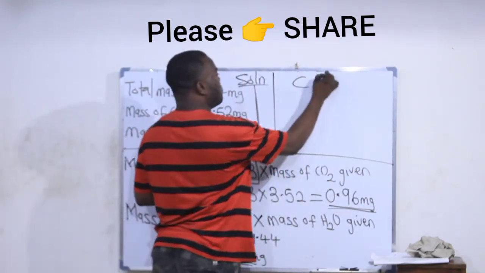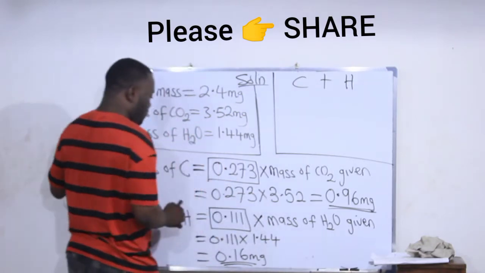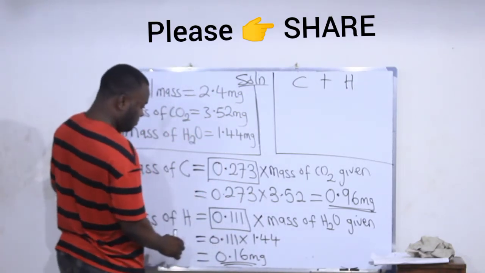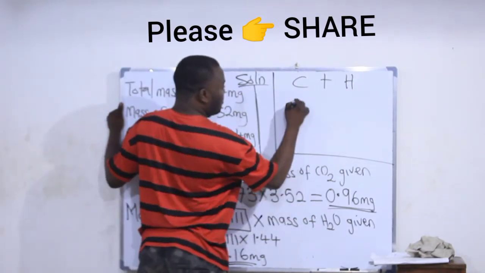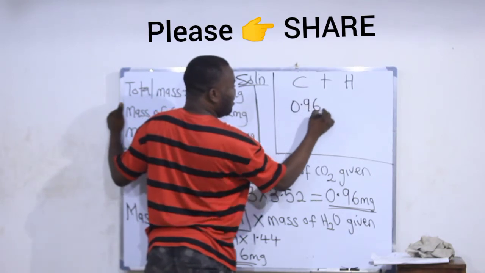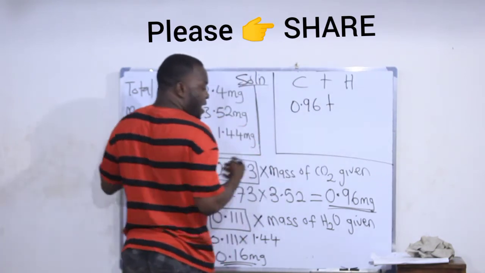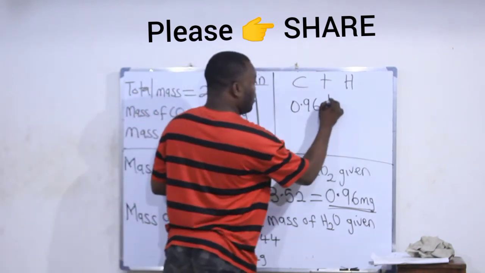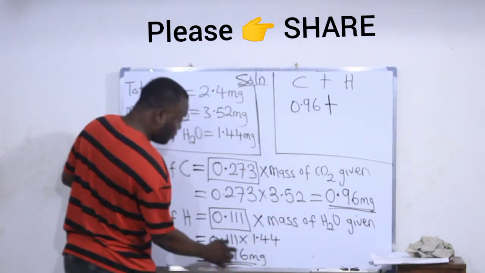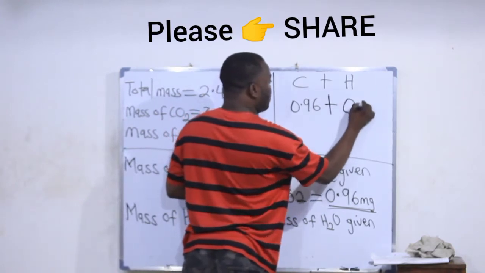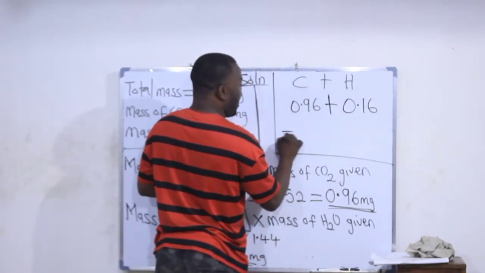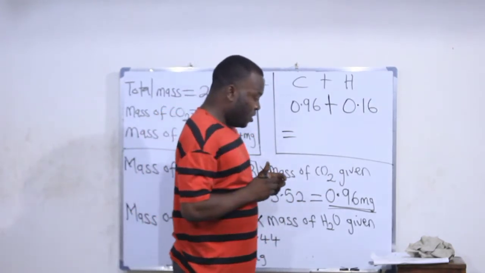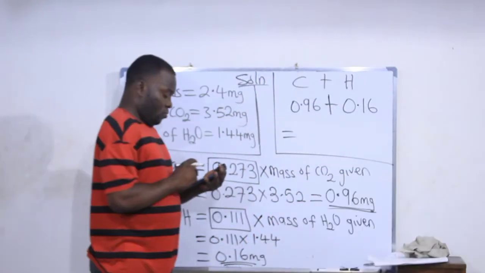If I add C plus H, what will I have? My C is 0.96 plus my H, I've gotten my H, it is 0.16. If I add these two values together, I'm going to use my calculator.